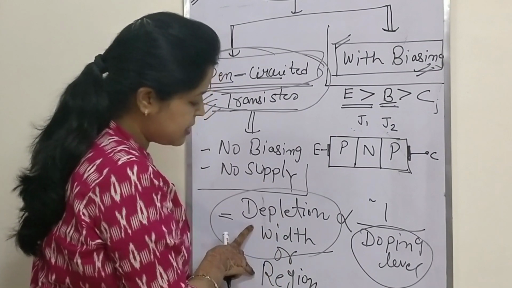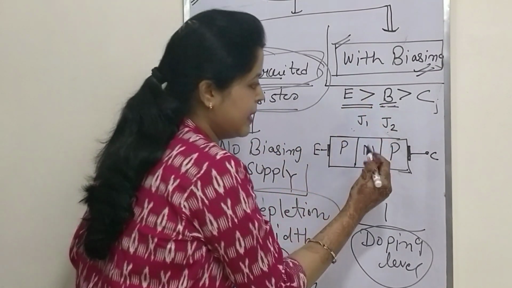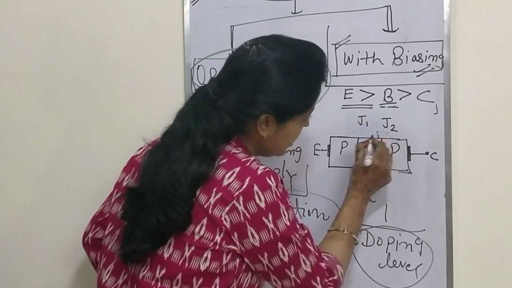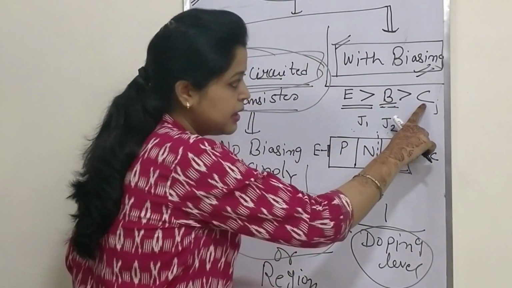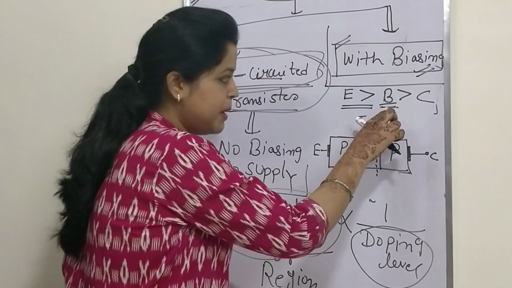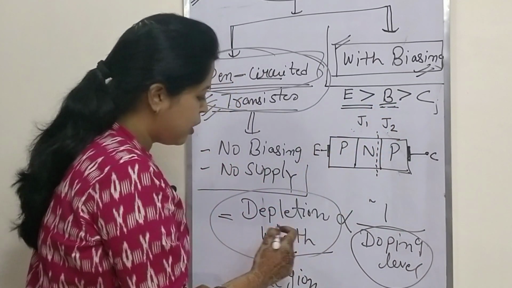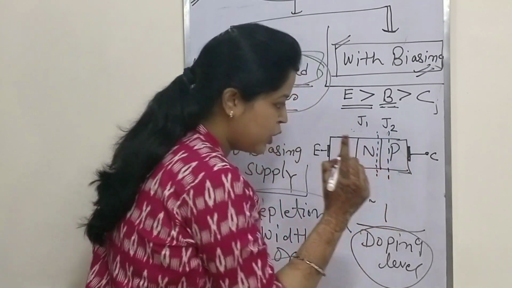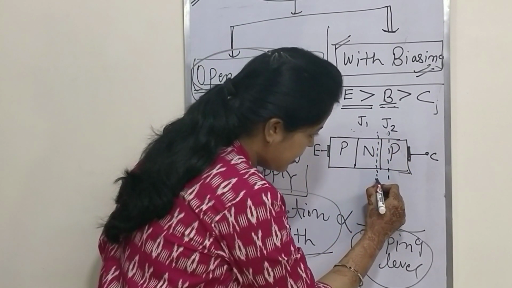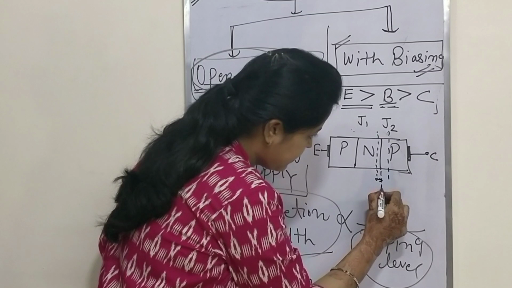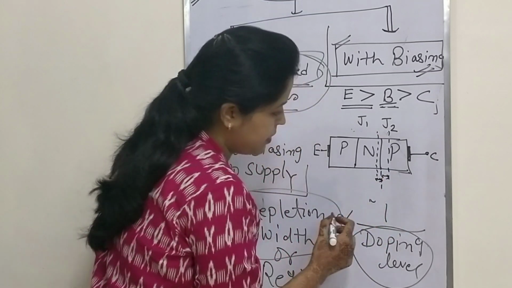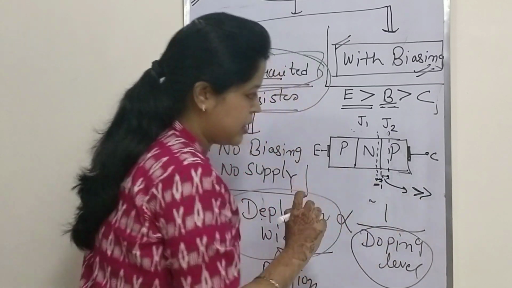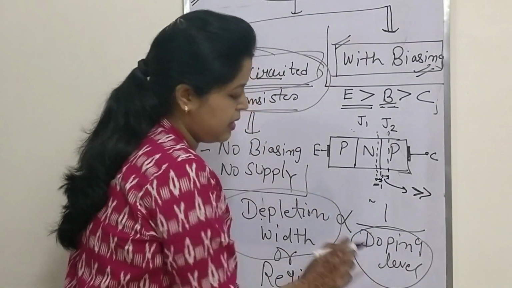So the depletion width or depletion region is less toward the base. I am marking it with a dotted line, while the collector is less doped than the base. So here the width of the depletion region is more, and I am taking it like this. You can see this width in that section is greater than this section just because of the doping level.